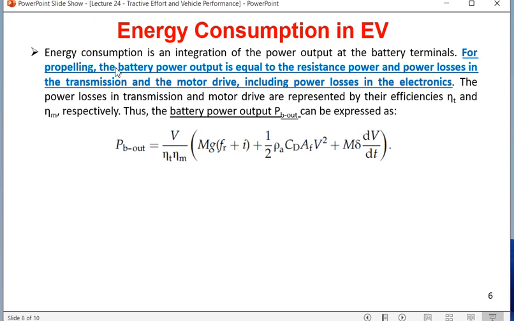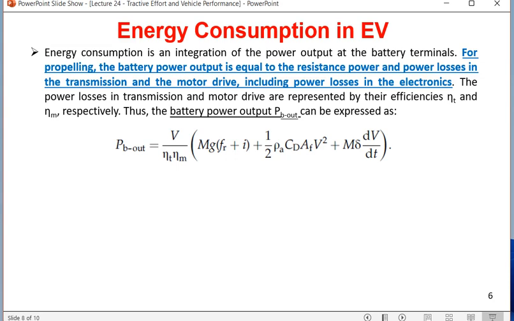So for propelling, the battery power output is equal to the resistance power and power losses in the transmission and the motor drive, including the power losses in the electronics. There are a lot of electronic circuits, ECU and all. Those powers are not calculated or considered here, but actually they also should be considered for a very perfect and proper calculation. So the power losses in transmission and motor drive are represented by their efficiencies, eta t and eta m.